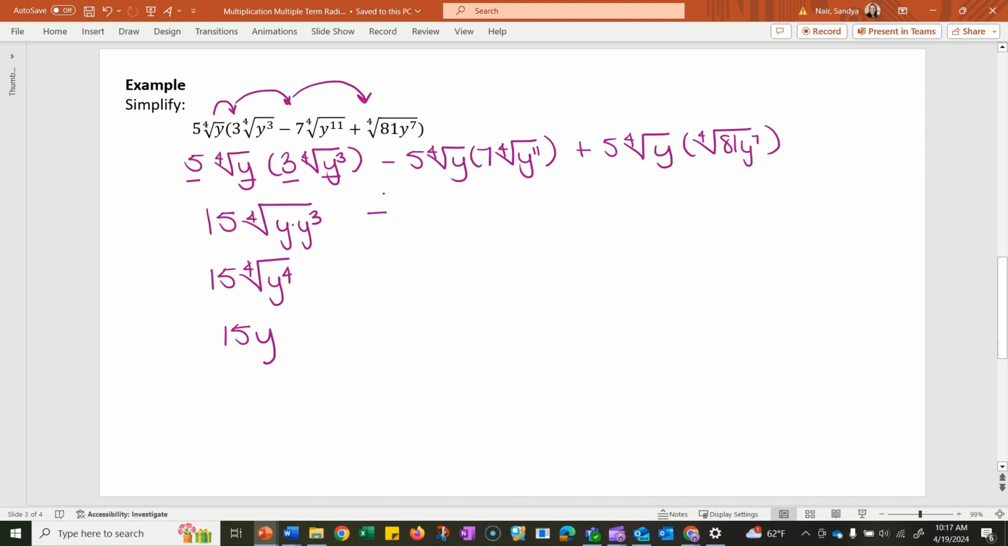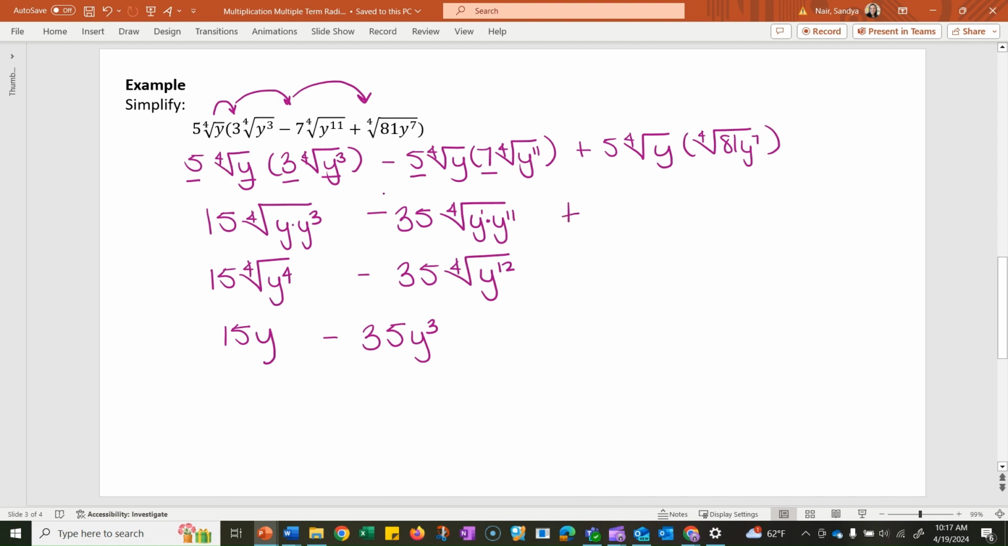So I have minus, and then I have 5 times 7, which is 35. And then I have the fourth root of, and then the radicands are y times y to the 11th. So this is going to be minus 35 times the fourth root of y to the 12th, right? Because remember, this is a y to the 1. 1 plus 11 gives me 12. So that's going to now simplify to 35, and then the fourth root of y to the 12th is going to become y cubed, right? Because 12 is divisible by 4.